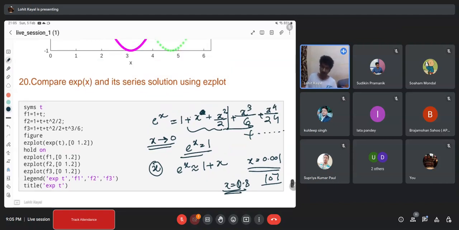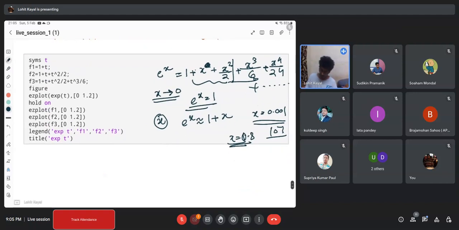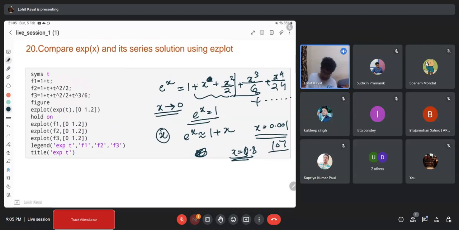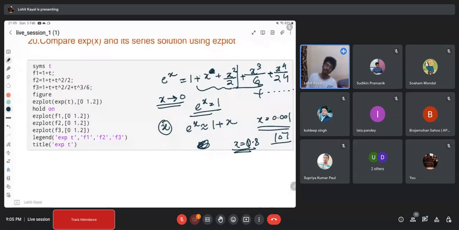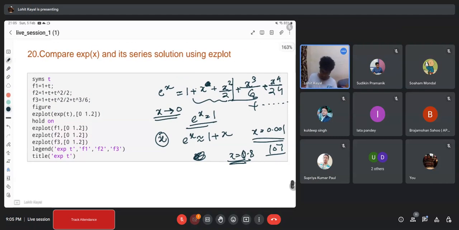So this is an exercise to check what will be the upper limit of x for which this approximation is satisfied. Here I am defining a symbolic variable. You can do it numerically, you are free to do that, but here I have done a symbolic computation. So here I am mentioning a symbolic variable, syms t.